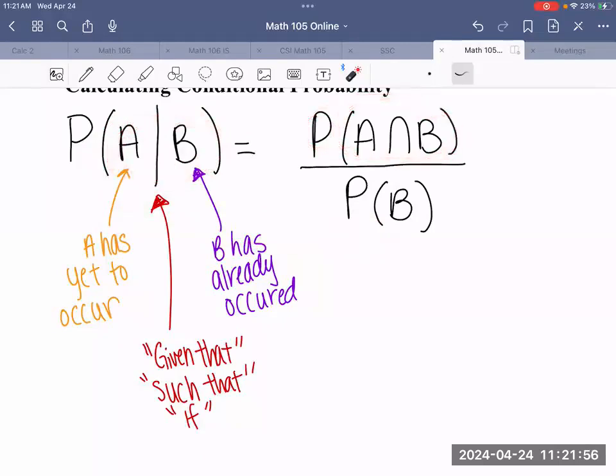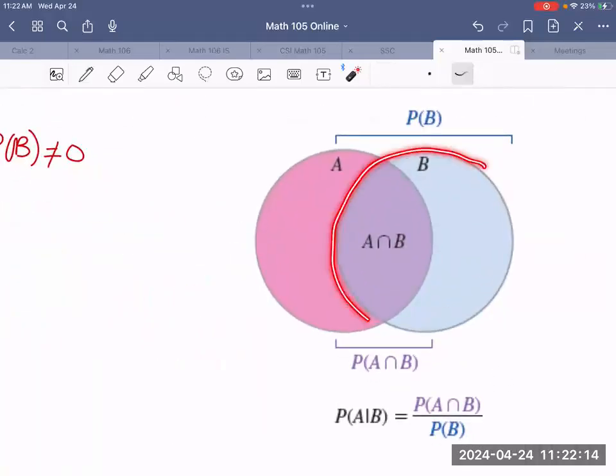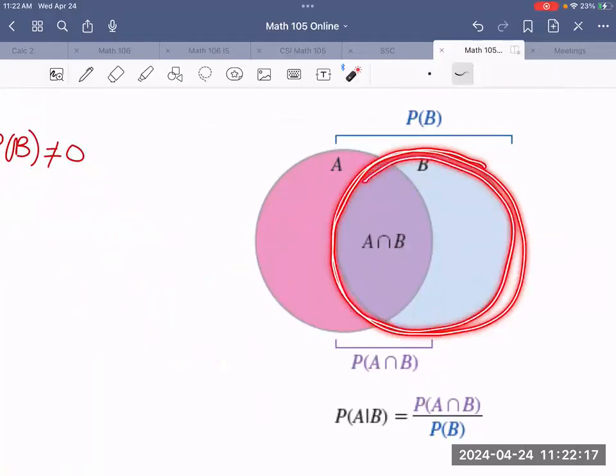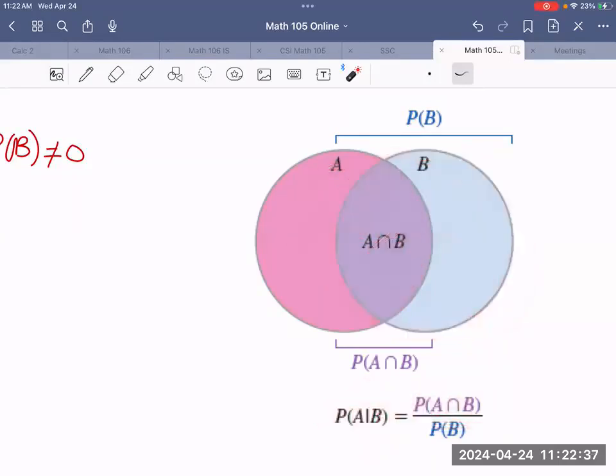A and B result. Now we have to keep in mind, because B is in the denominator here, the probability of B is not equal to 0 ever. So it's not able to be an impossible event. Now to look at it, the probability of B is this whole circle. So if we're looking at the probability of A, given that B has happened, we're looking at the probability of A and B, this section right here on top, divided by this whole thing, so that B happens and then A occurs.